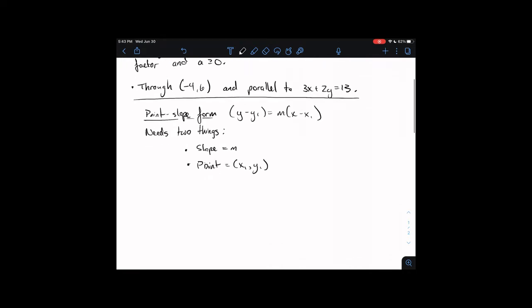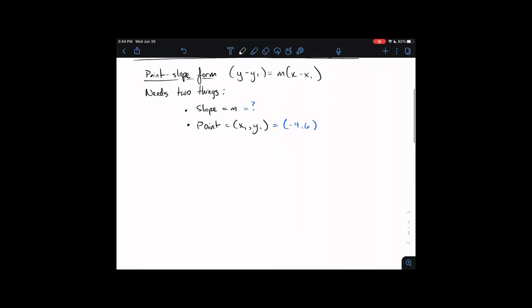Okay, well, we have a point, so we already know this is going to be negative 4, 6. We just need any point on the line, so we might as well use the point they give us. But now we need a slope. In order to do that, we should think to ourselves, when we see parallel, that means same slope. So we look at this line up here and think same slope. If we can find the slope of this line, then we can find the slope of the line that we have. So how do we do that?